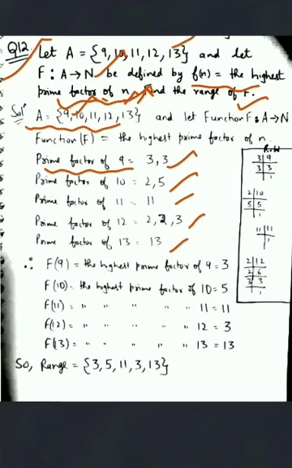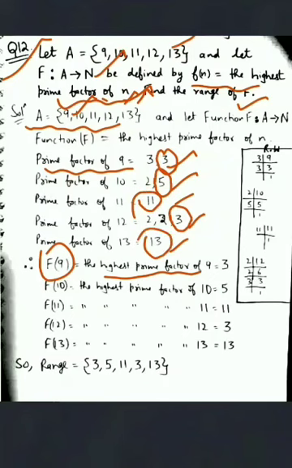Now see here, for 9 the highest prime factor is 3. For 10, the highest prime factor is 5. For 11, the highest prime factor is 11. For 12, the highest prime factor is 3. For 13, the highest prime factor is 13. So the range of the given function is {3, 5, 11, 3, 13}. Clear?